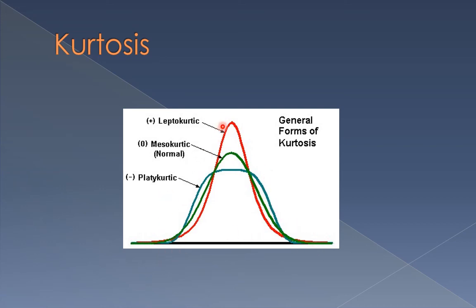This red line, this pointy red line, is leptokurtic or has positive kurtosis. So positive kurtosis refers to more pointy than a normal curve. And this blue line is platykurtic or negative kurtosis, and that refers to flat. So you can kind of think of it as plateau, flat, platykurtic. So those are just your three forms of kurtosis when looking at distribution curves.